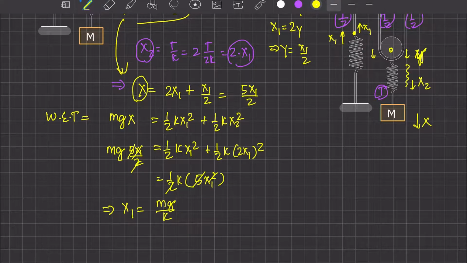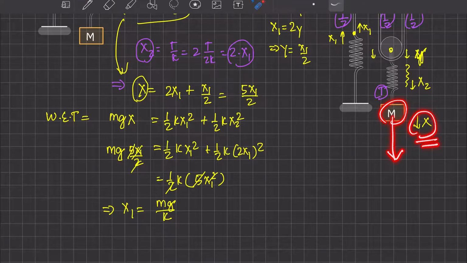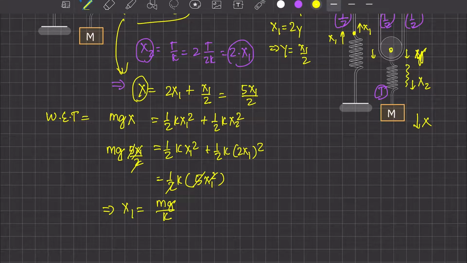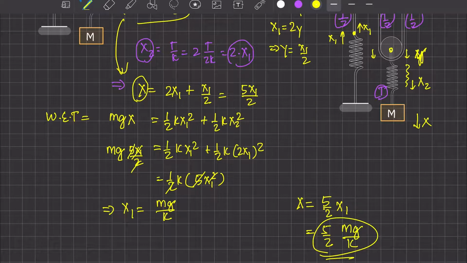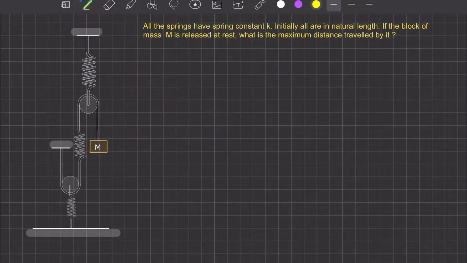And we know the value of x, because the question is asking for the drop in the block. The block drops by a distance x. So what is the value of x then? x equals 5 by 2 x1, right? This means 5 by 2 into mg by k. This is our answer. This is the distance by which the block falls.